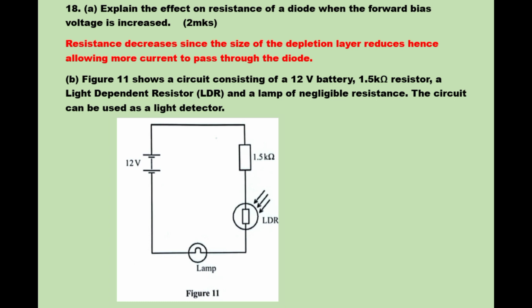Let's look at question B. Figure 11 shows a circuit consisting of a 12 volts battery. You can see that. A 1.5 kilo ohm resistor. You can see the 1.5 kilo ohm resistor. A light dependent resistor, LDR. You can see LDR there. And a lamp of negligible resistance. You can see all that. The circuit can be used as a light detector. So you can see the whole circuit. We are saying that circuit is being used as a light detector.